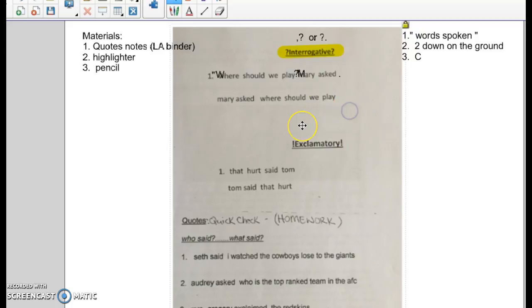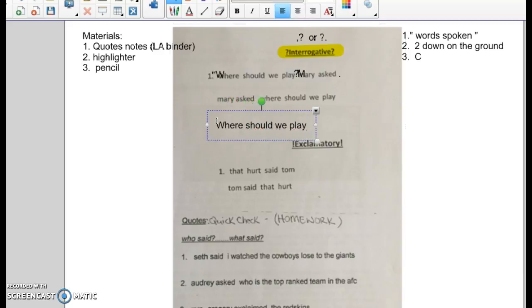Now, this is where I wanted to add an example because I don't want you to be confused by this. So come down a little bit below. We're going to write in the exact same sentence, okay? Where should we play? Only this time we're going to say asked Mary, okay? Let's go through our same exact steps.